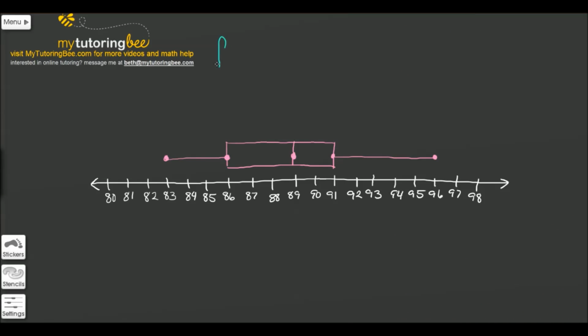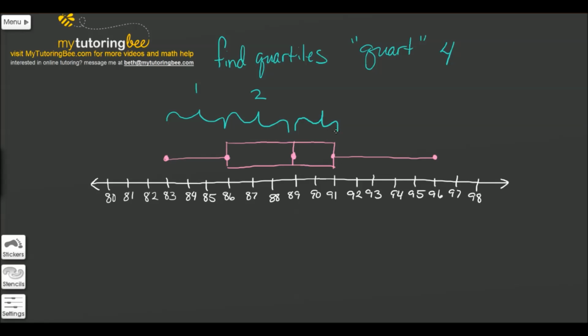Okay, the next section that we are going to talk about, we're going to use the same box and whisker plot, but for this we are going to find the quartiles. So let's talk about the word quartiles. If you think of the word quart, that means 4. So let me just section this box and whisker plot into the 4 sections so that you can see how this is really just represented. Okay, so we've got our 4 sections here. So now let's talk about what a quartile is.